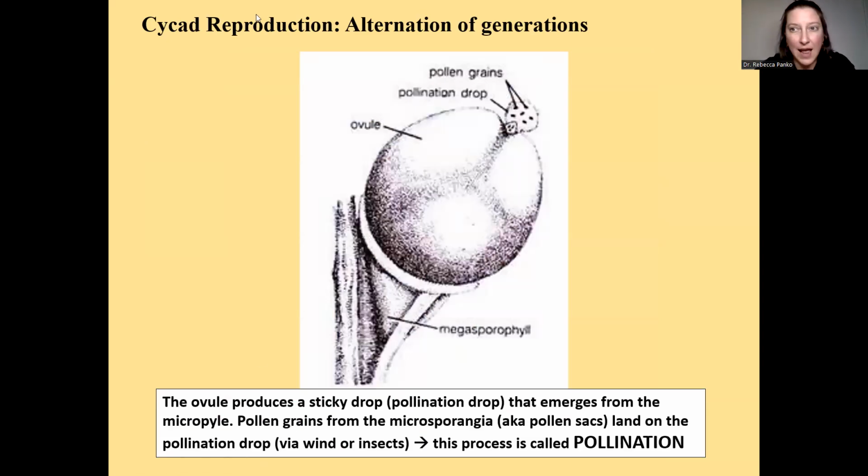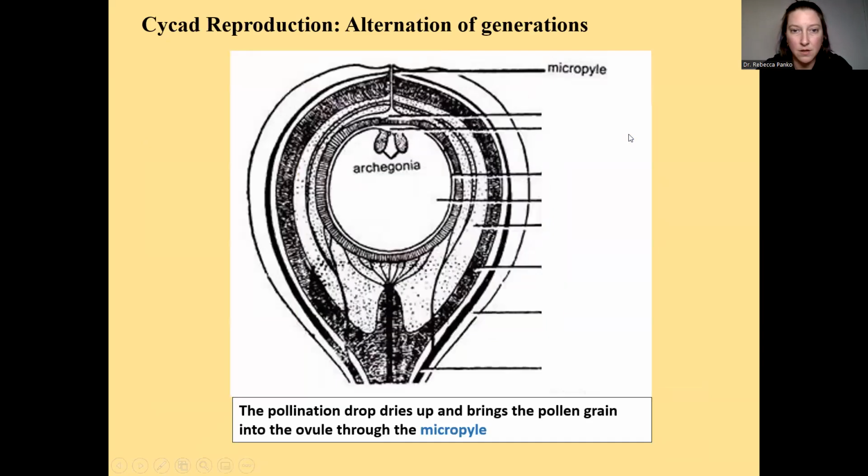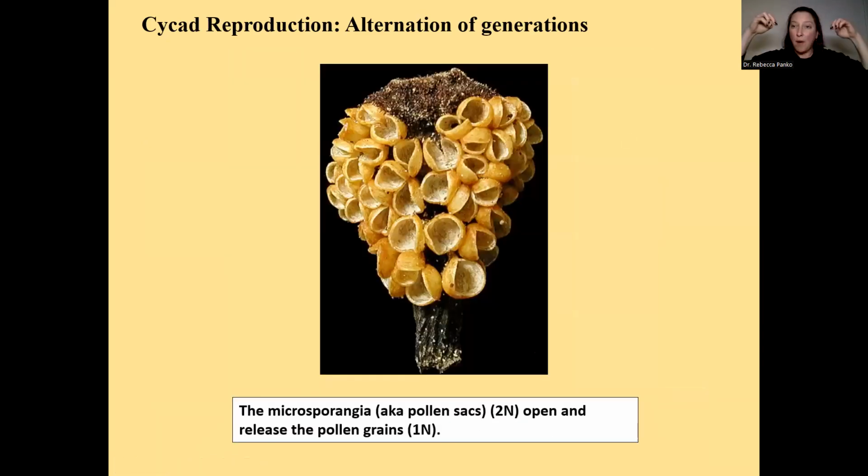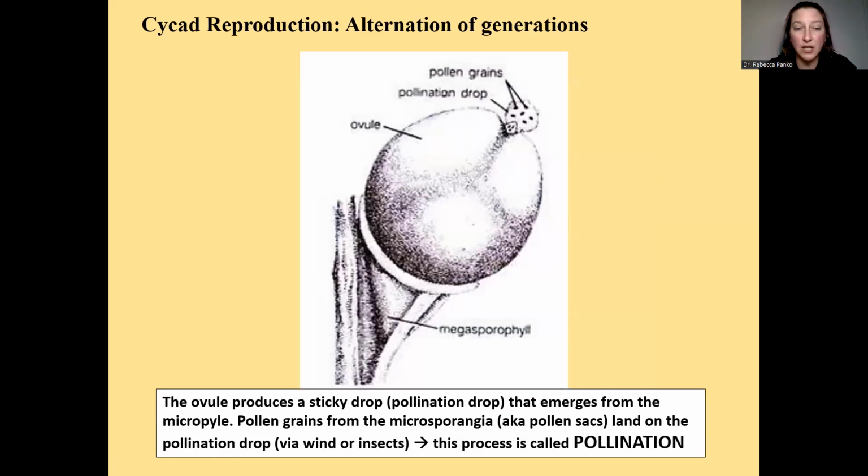Remember, we're going through this to say, how does the sperm from the pollen grain end up fertilizing the egg? So pollen grains are going to get released from the microsporangia, aka pollen sacs. As the pollen grains are released, eventually they're going to land on an ovule. There's different ways that this can happen. Sometimes insects can bring them, sometimes wind. It depends on what species you're talking about.